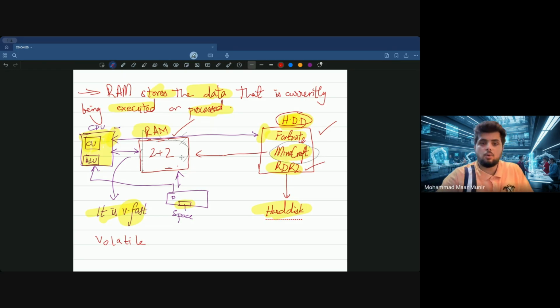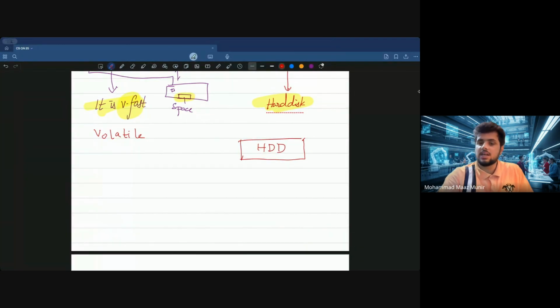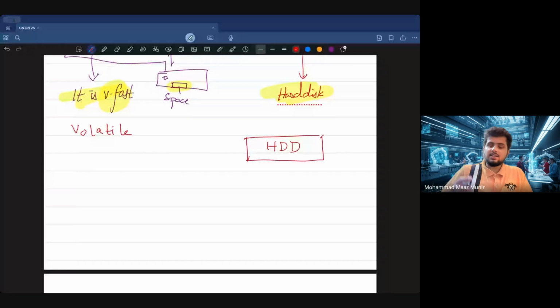Let me give you a quick map. All the data that is stored in your hard disk: if I make up a hard disk right now, this is your hard disk. This hard disk stores all your data. So all your games, all these web browsers, videos, movies, everything are there in your hard disk. So everything is stored in your hard disk. Now, once everything is stored there, the important part comes.